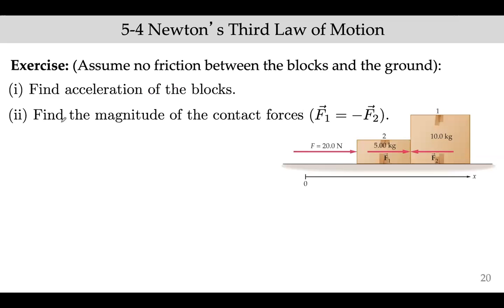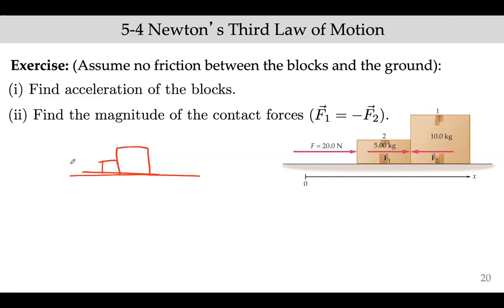Okay, here's an exercise. Assume no friction in this problem, so there's no friction between the blocks or on the ground. The first part is find the acceleration of the blocks. And in the second part, find the magnitude of the contact forces F1 and F2. So let's look at the forces first. Let me draw the blocks here again. There's one block, there is another block.